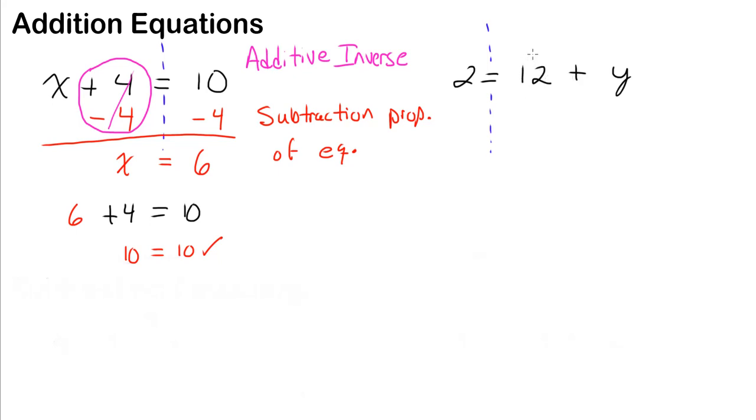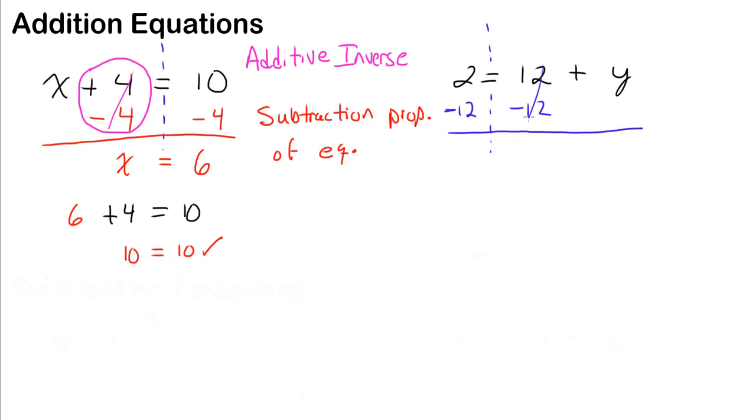In order to do that, I always have to look in front. So are there any signs in front of the 12? No. So that makes it a positive 12. What that tells me is, in order to get rid of positive 12, I have to subtract 12. And because of the subtraction property of equality, if I'm subtracting 12 from the right-hand side, I have to subtract 12 from the left-hand side.